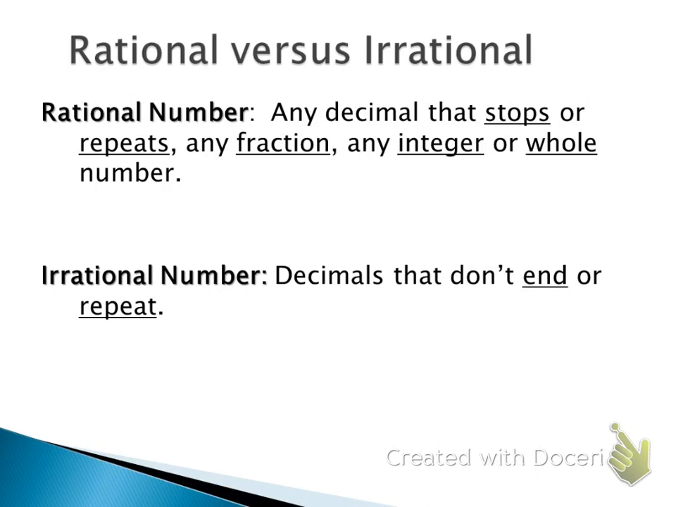Rational versus irrational. A rational number is any decimal that stops or repeats, any fraction, any integer, or whole number. An irrational number would be decimals that don't end or repeat. So they never end and they never repeat themselves. They just go on and on, a different pattern forever.